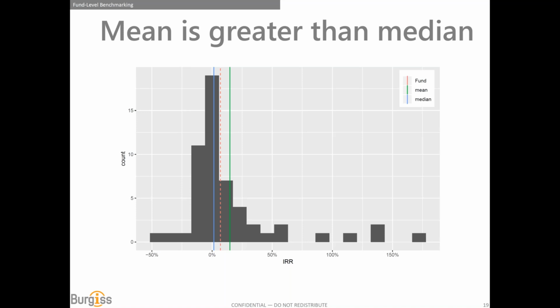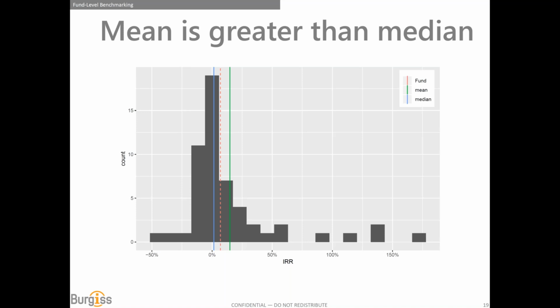So if a particular fund you're interested in, let's show its IRR as the dotted line, if that fund's IRR were compared to the median, then it would look quite rosy. On the other hand, if you compared it to the mean, then it's not looking so good. And then finally, I'll just mention that while the mean return is not quite the same as the pooled return, for the purpose of this presentation, they're reasonably similar.